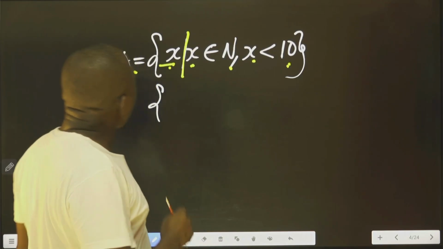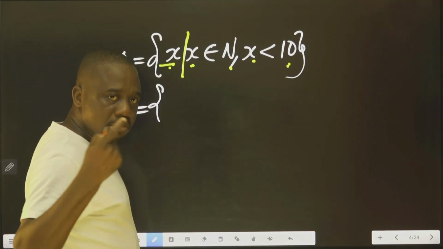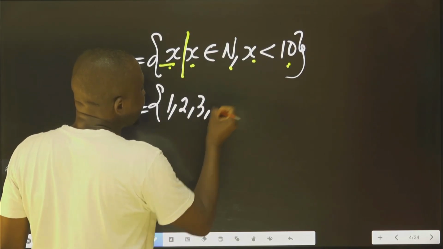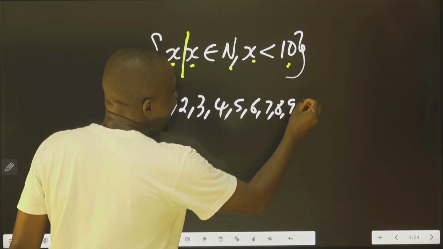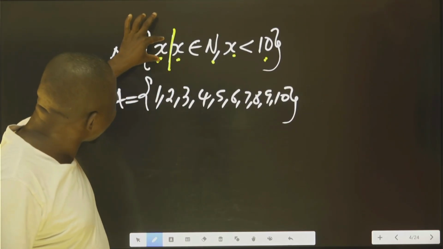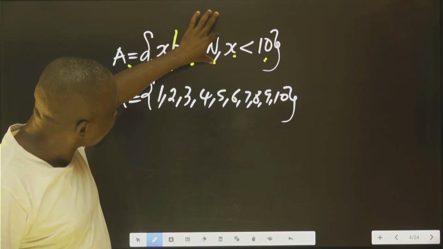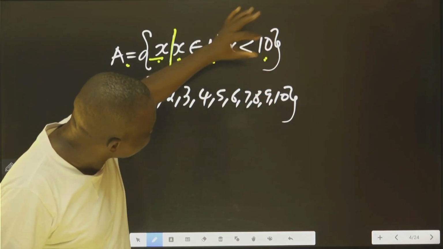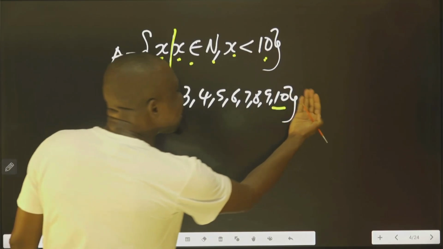Now, how do you write this out in the standard convention, which is the roster method? You simply write 1, 2, 3, 4, 5, 6, 7, 8, 9, 10. But what are you doing? They told us that S is an element of the natural numbers. These are all natural numbers. They told us that these natural numbers are less than 10. Because they are less than 10, this is even wrong. I shouldn't put this 10 here.